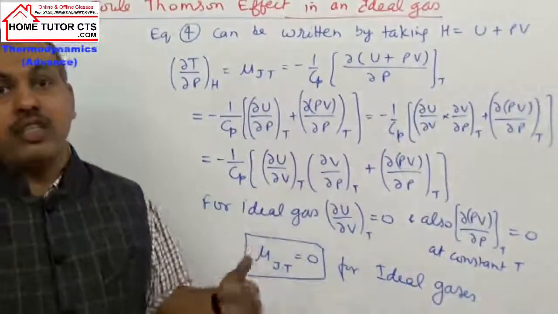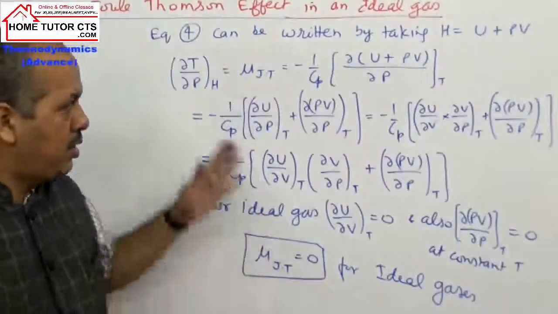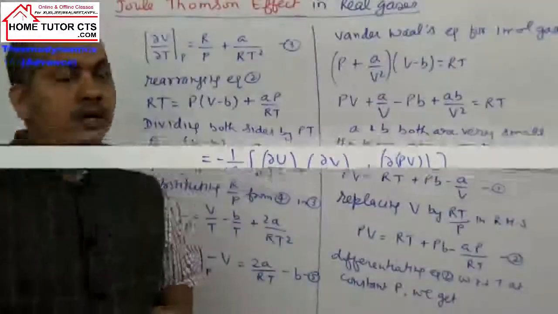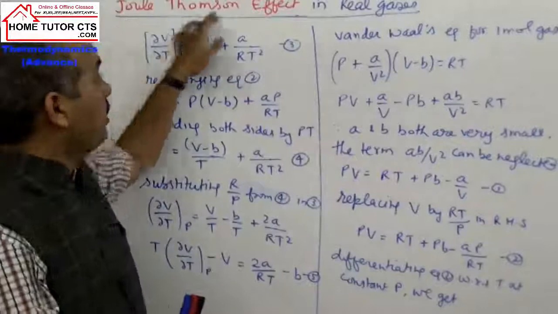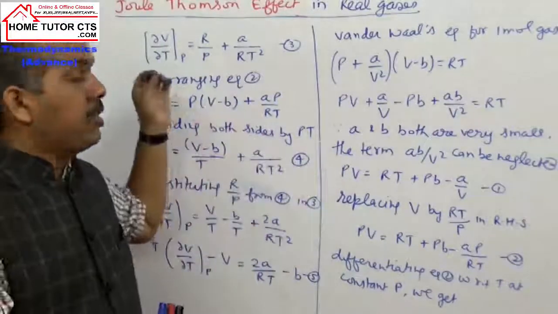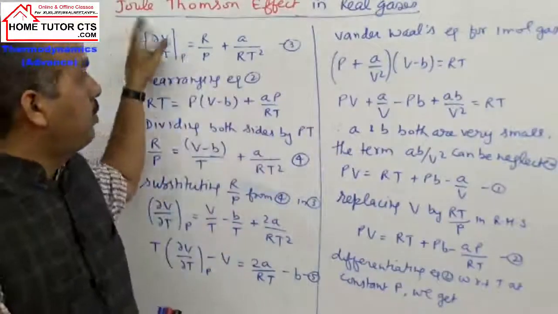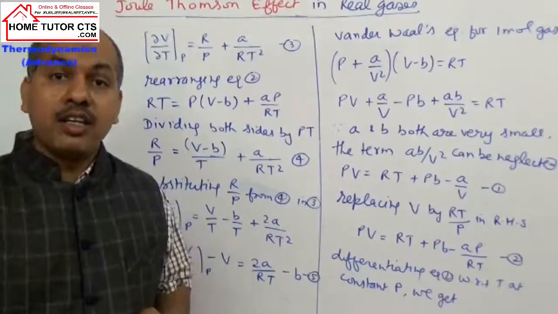For that derivation we need to have clarity of the van der Waals gas equation. Let us take the next topic then. Now let us explain the Joule-Thomson effect in real gases. We can get the derivation of inversion temperature using this van der Waals equation for the real gases.